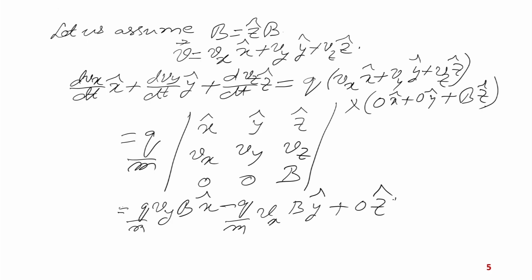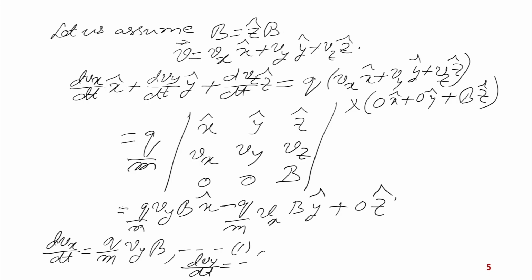So, now I can equate each component of both sides and write that d V x by dt is equal to q by m V y B. I will write this as equation 1, then equation 2: d V y by dt is equal to minus q by m V x B, and then d V z by dt is equal to 0.